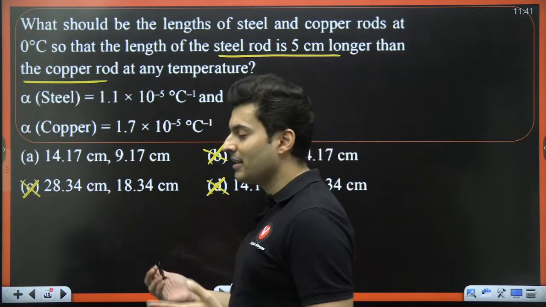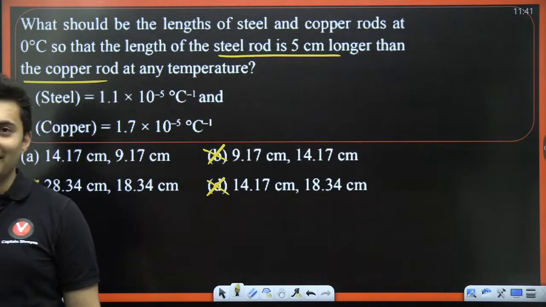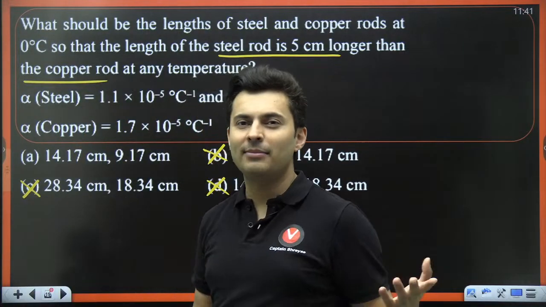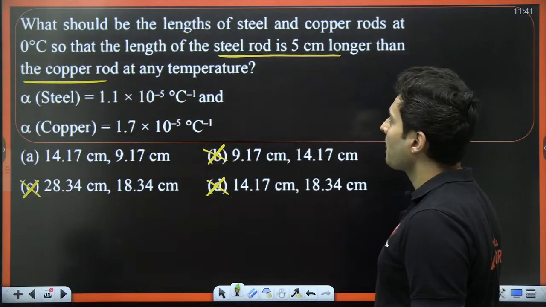But what if the options are only cunning? What if the examiner designed the options which are confusing, which you cannot eliminate? Then you have to solve. There is no other option. So let's try to solve it.